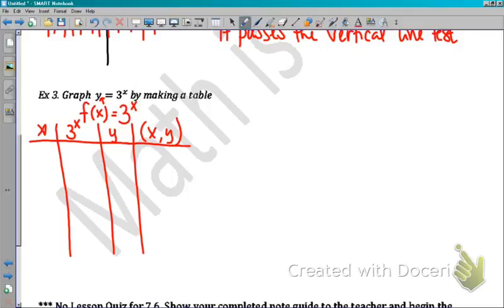So I'm going to pick an x value of -2, because I always like to know what it's doing in the negative side. Well, 3 to the -2 is 1/9. So it's some little itty-bitty number. It's not negative. It's a small fraction. So I'm going to have an ordered pair at -2, 1/9.